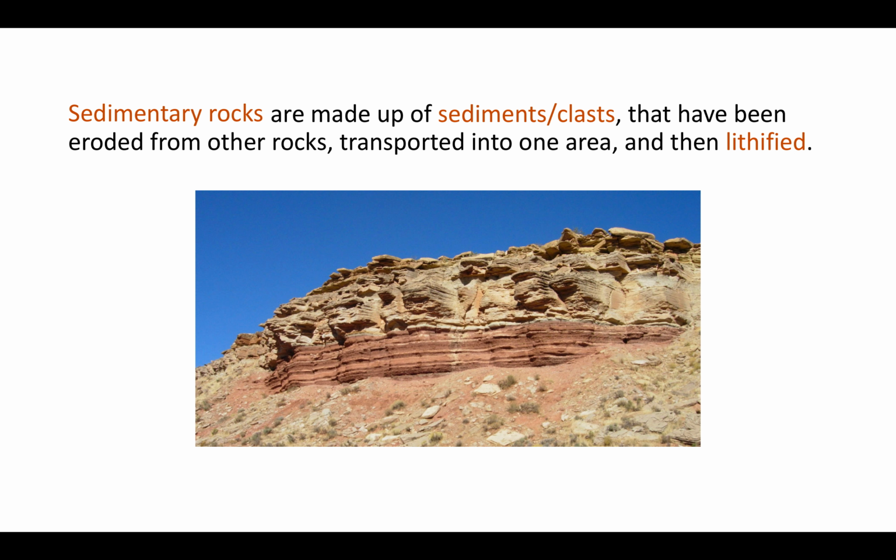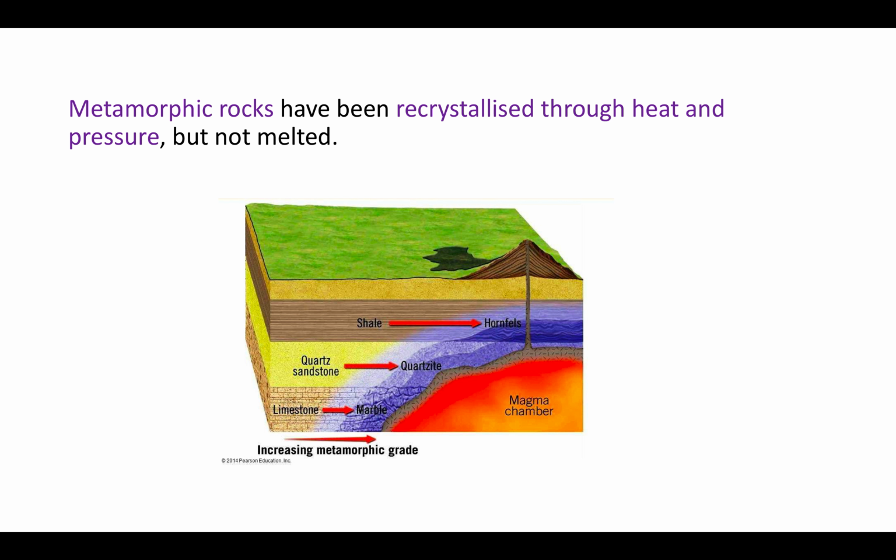Sedimentary rocks are made up of sediments or clasts that have been eroded from other rocks, transported into one area through rivers, gravity, etc., and then lithified. Lithified or lithification basically means it's the process of turning sediment into rock. Metamorphic rocks have been recrystallized through heat and pressure, but they haven't been melted. If they had been melted, then they would be classified as an igneous rock.